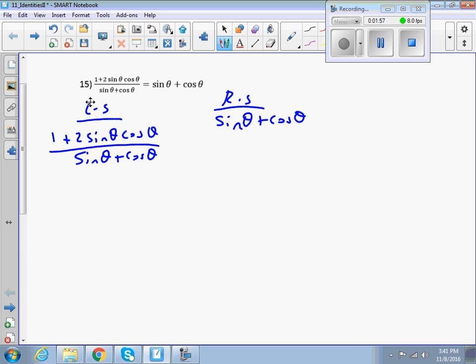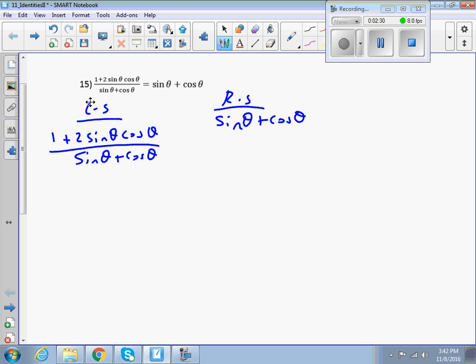And you want to end up with just sine theta plus cos theta. So just thinking backwards, if you have (sine theta plus cos theta) squared, then it would have canceled out with the denominator, and you would have ended up with sine theta plus cos theta. So how can you come up with that? Now, looking at your numerator, you see that you have 1 plus 2 sine theta cos theta. Now, that 1, what can you do with that?